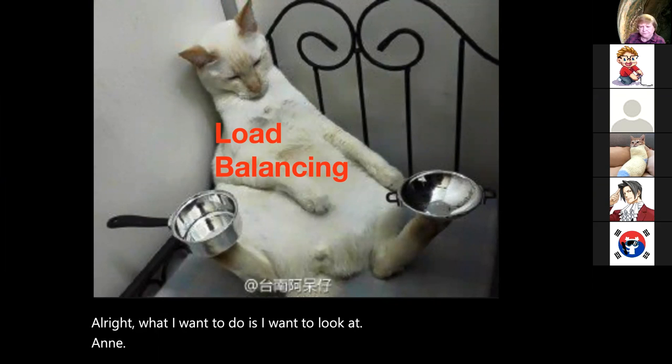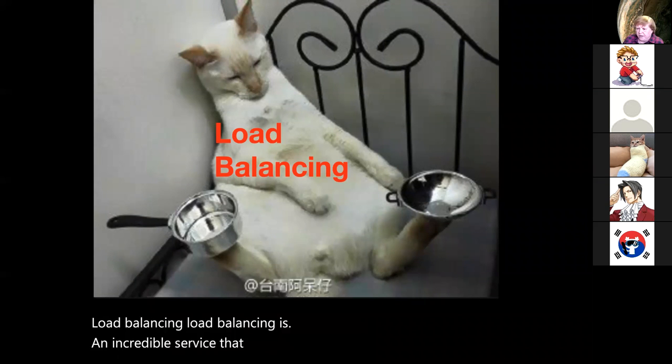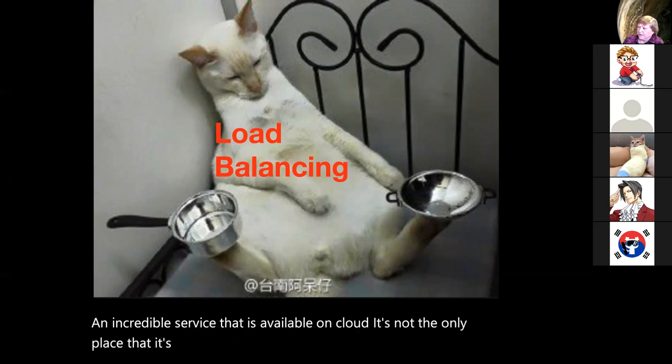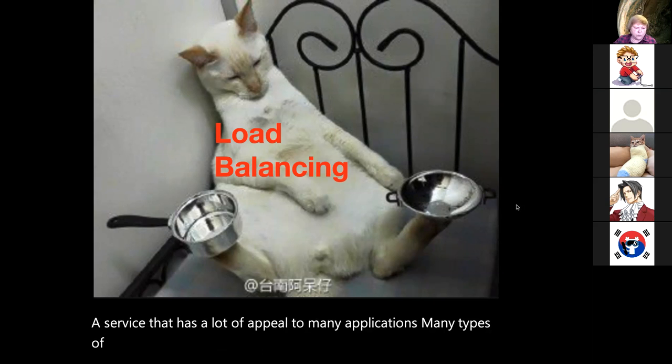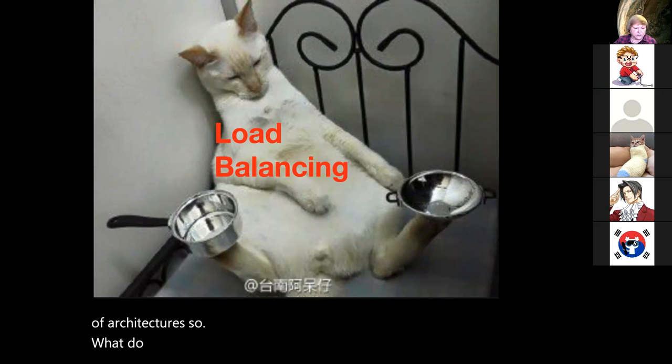load balancing. Load balancing is an incredible service that is available on cloud. It's not the only place that it's available, but it's one of the things that has made cloud a service that has a lot of appeal to many applications, many types of architectures. So what do we get with load balancing?